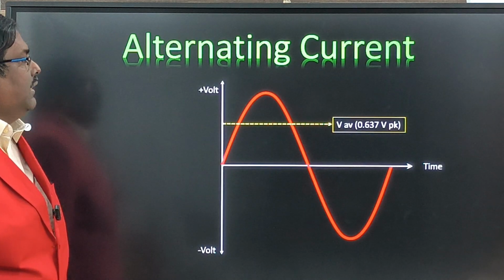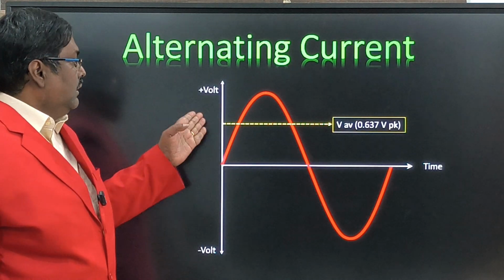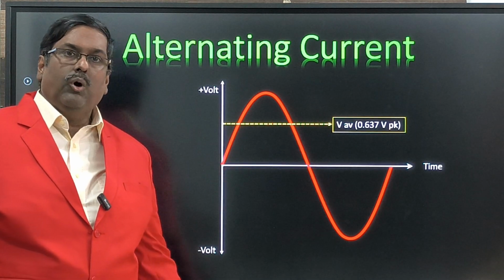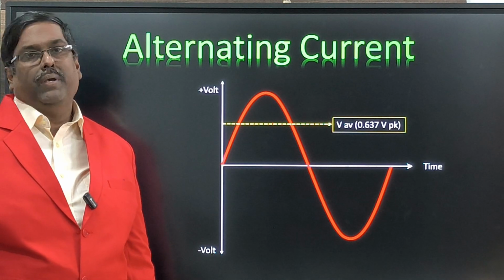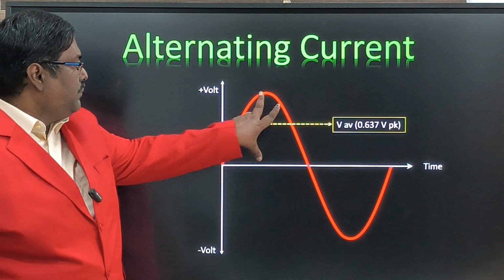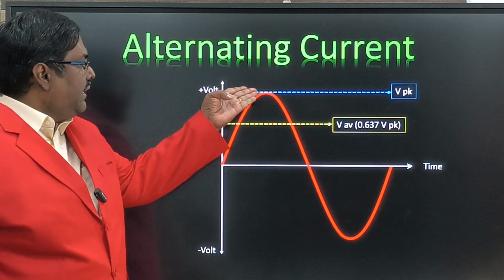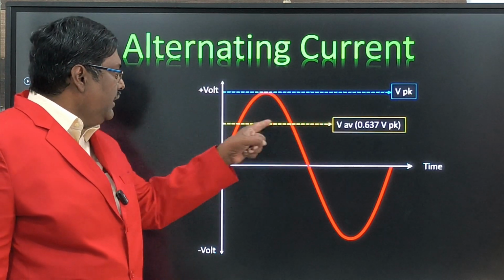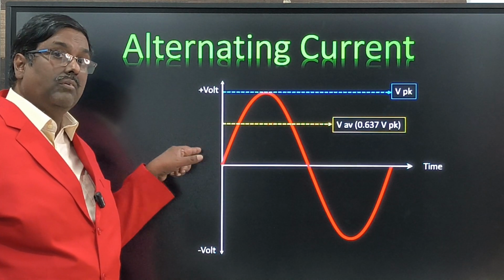Now the difference, you see how it is. This is the average value. Average value is 0.637 of the peak voltage. This is the peak. So if you multiply this peak by 0.637, it will come here. This is the voltage of this sine wave, the average value of the sine wave.